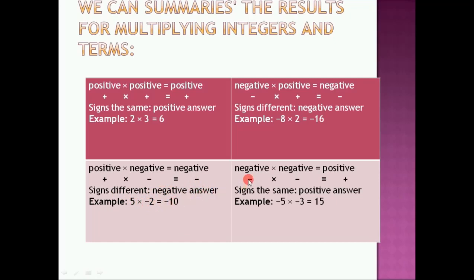Again, when the signs are the same, for example negative and negative, the positive goes with the answer. For example, minus 5 multiplied by minus 3 is equal to plus 15. So this is easy for you. Now I will explain with the help of examples.